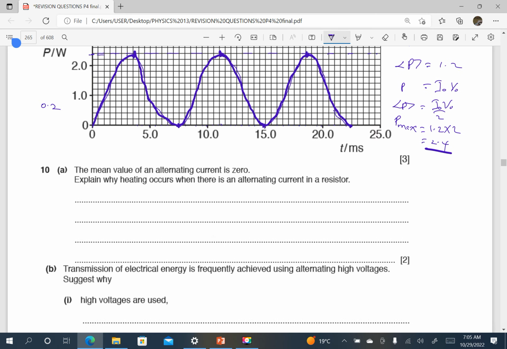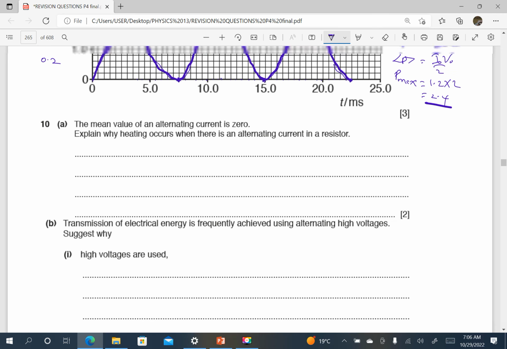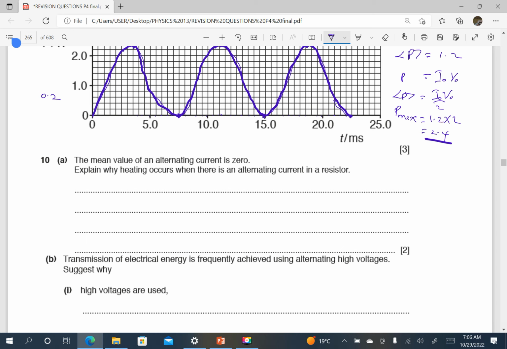The mean value of alternating current is 0. Explain why heating occurs when there is an alternating current in the resistor. Yes, we know that for alternating current, the mean value of current is 0. But still there is power dissipated. The question is, why is there power dissipated when we have alternating current going through the resistor? The reasons are very simple. First of all, voltage and current are always in phase, and power is the product of V and I, which is always positive.